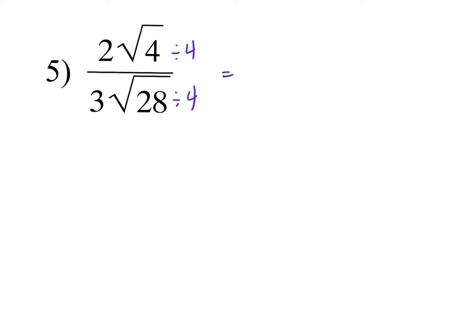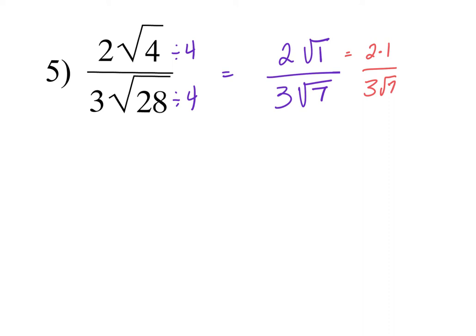So for this one, I'm going to leave the 2 on the outside. 4 divided by 4 gives me the square root of 1. Down here, I'm going to leave the 3 on the outside. 28 divided by 4 gives me the square root of what? 7. 1 actually has a perfect root, right? What is this? The square root of 1? It's just 1. So on top, I really just have 2 times 1. And on bottom, I have 3 times the square root of 7. So I end up with 2 over 3 times the square root of 7.